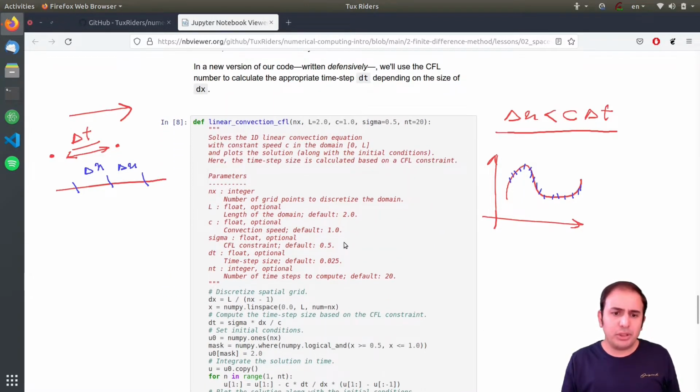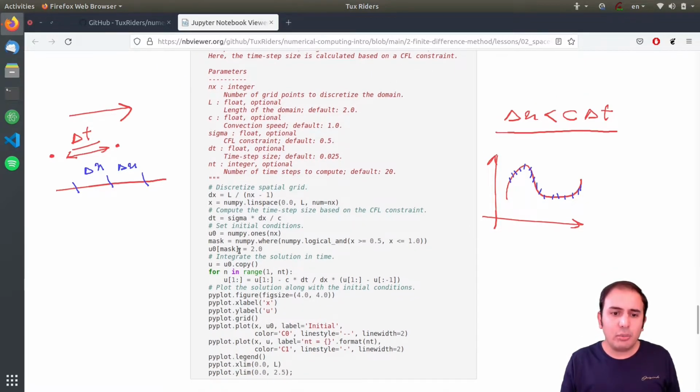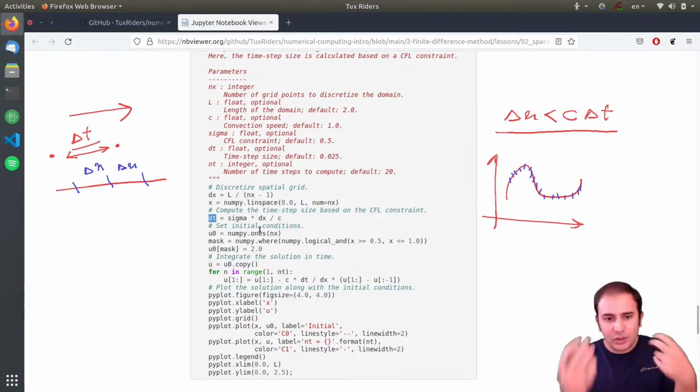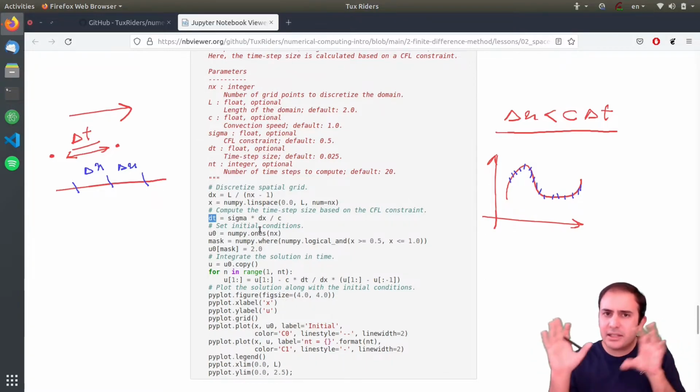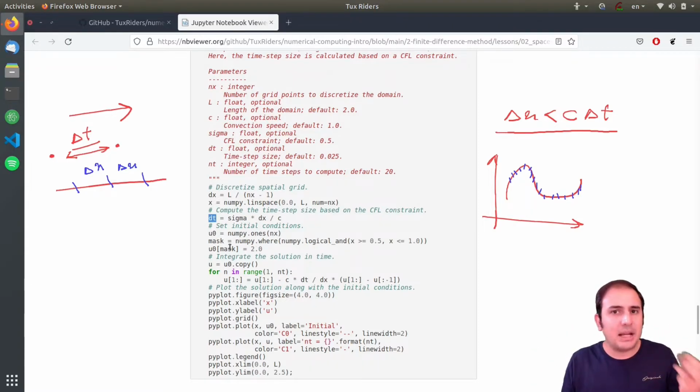So in order to implement it, you can see that here we pass sigma, that is, as I said, 0.5, and then you compute the value of delta t based on that. So you adapt the time step based on delta x. And using this, your final time is there, the grid size is there, no matter what that is. But you adapt the time step to that. And then you will have a smooth numerical simulation.